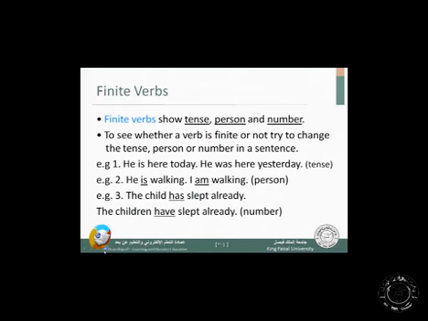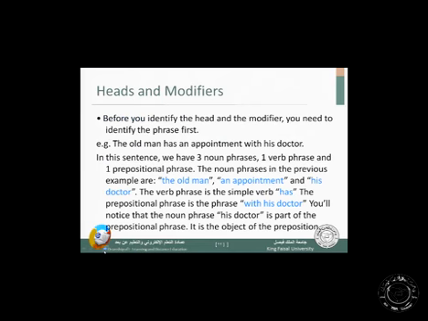If you're still having difficulty with the difference between finite and non-finite, as I told you, email me, and hopefully I will explain it to you more and you will understand it.